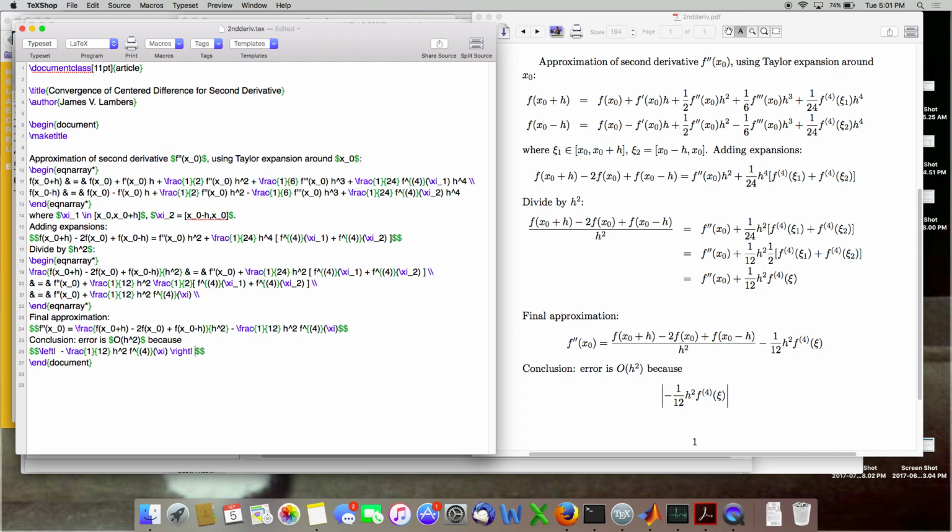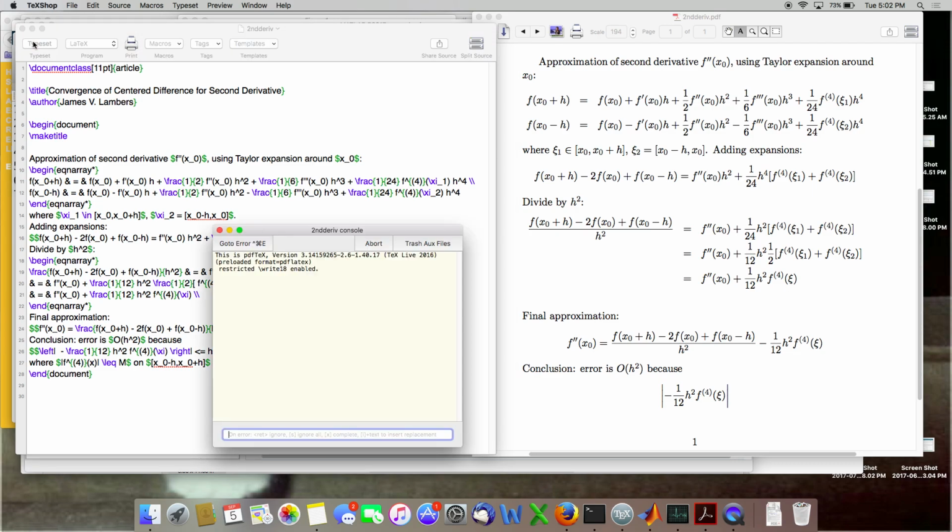So this is less than or equal to h squared times 1/12 times M, where M is a bound on the fourth derivative on this interval, x0 minus h, x0 plus h.